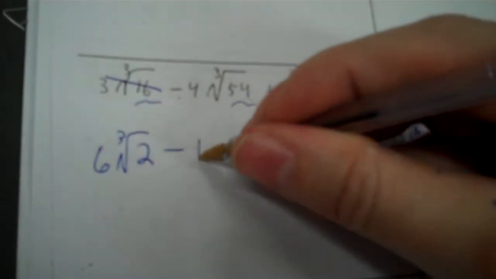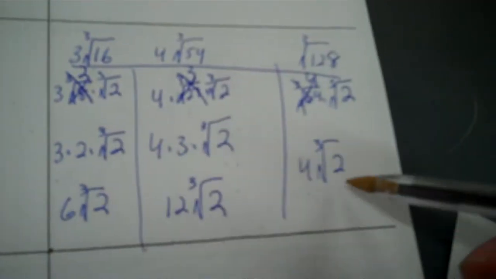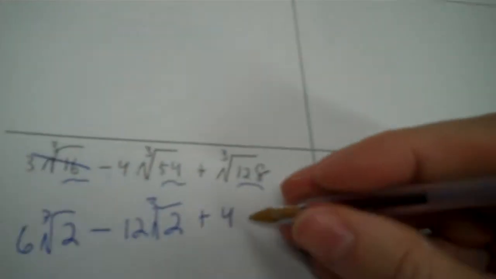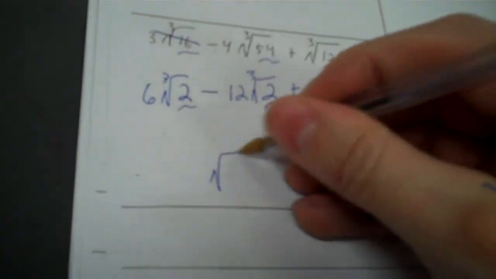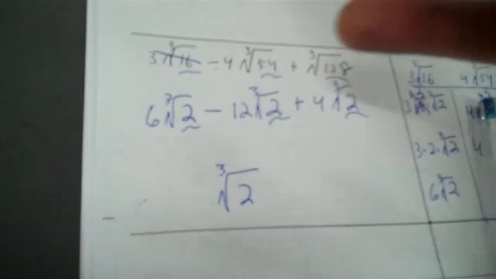Okay, so this now turns into 6 with a radical 3 over 2 minus, this now has become 12 with a radical 3 over 2. And this now becomes plus, and then 4 with a radical 3 over 2. Now this one's easier than the last one because they're all the same, okay? So if they're all the same, I can just write radical 3 over 2, and then just go from there. 6 minus 12 plus 4.